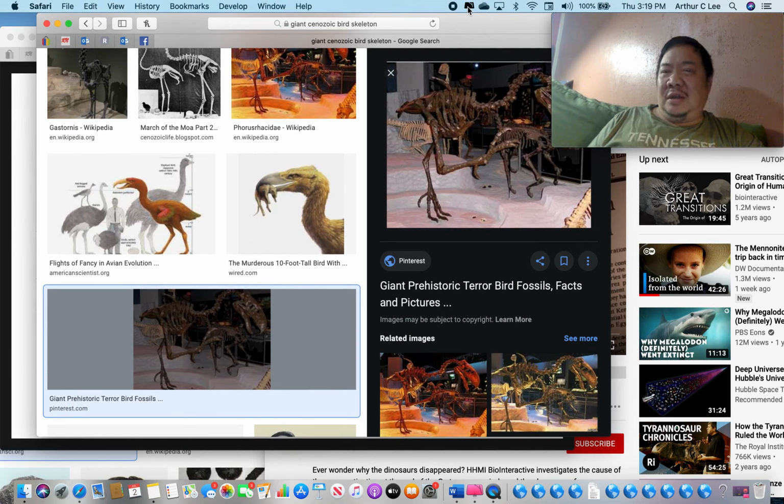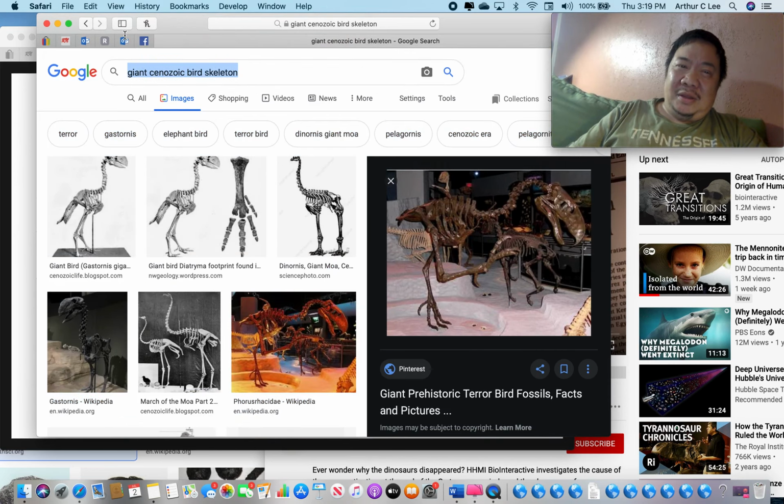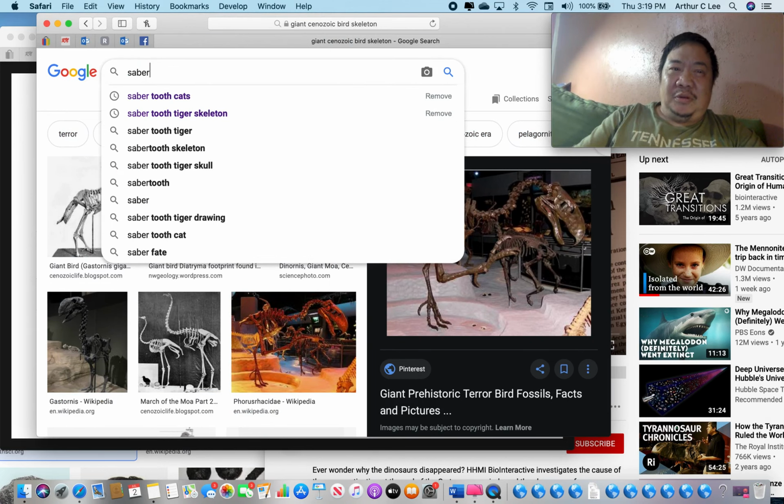At first, it looked as if the birds would dominate the planet, but the mammals eventually evolved to win out. Now, who took out these giant birds? Later on, we'll talk about them, but they are the saber-toothed cats.